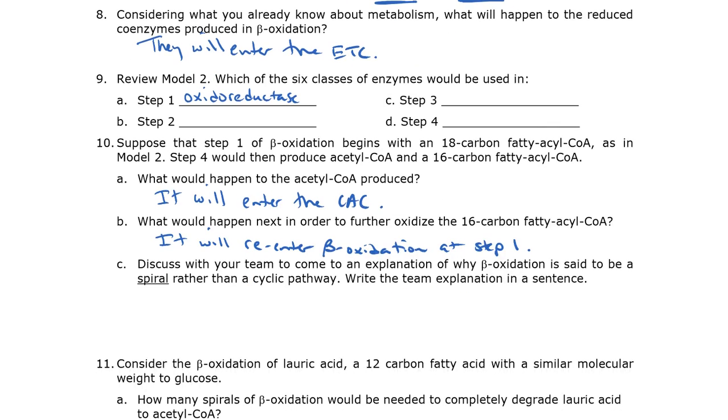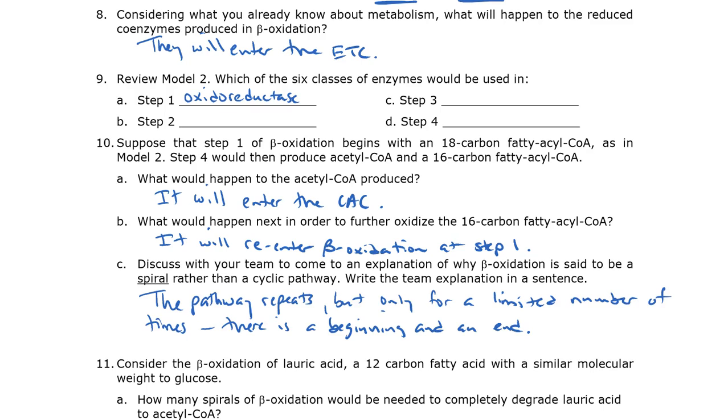So if it's 2 carbons shorter, that leads you to have enough information to try to answer part C. Why would you say beta oxidation is said to be a spiral pathway rather than cyclic? And write that in a sentence. Pause now. So I think there are different ways you could word this, but I hope you tried to put this into a sentence. Here's my attempt.